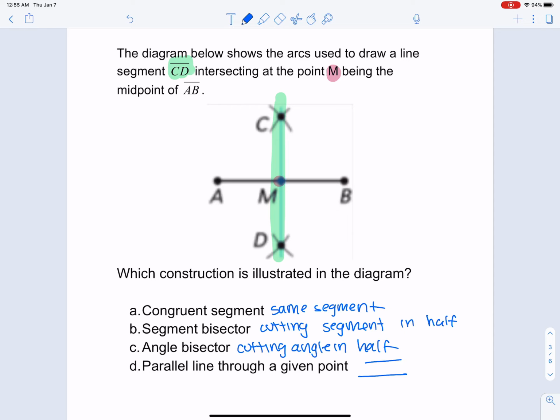Given those four answer choices, which is the best answer choice? Very good. You should have picked cutting a segment in half, segment bisector, because we had AB and we cut it in half at the midpoint M.